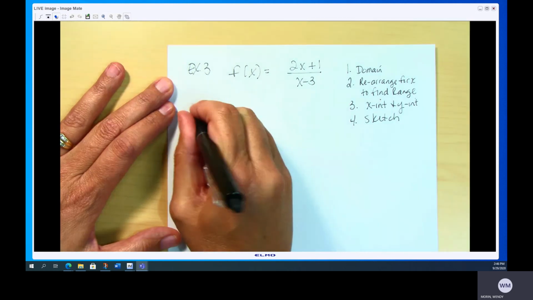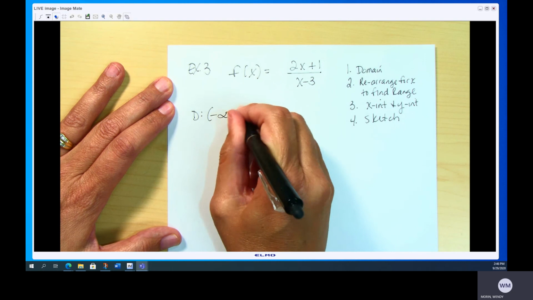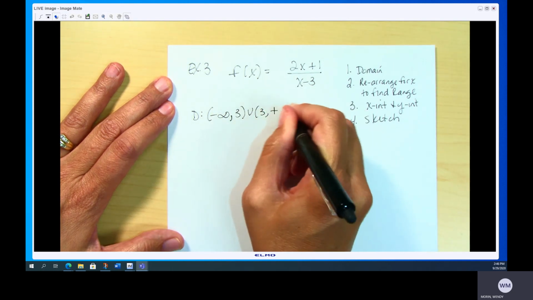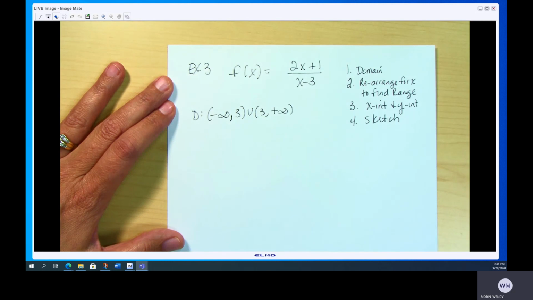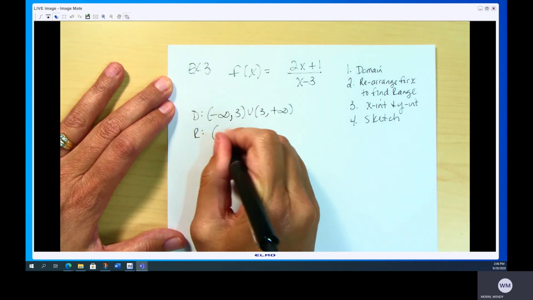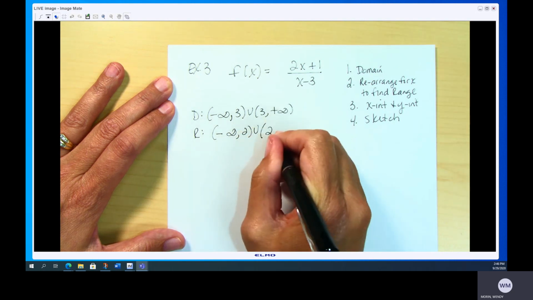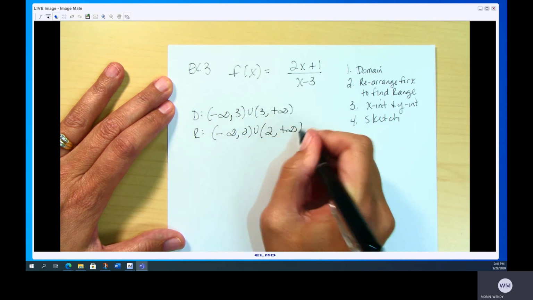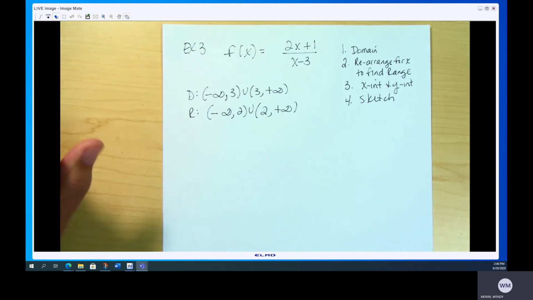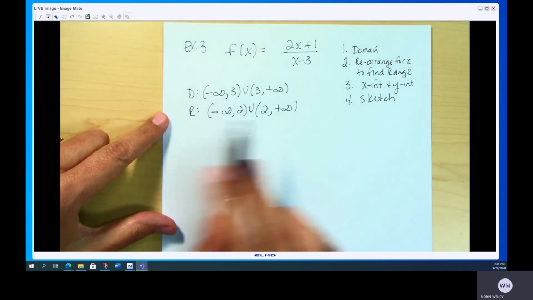Okay, check your answer. The domain should be negative infinity to 3, not including 3. So all reals except 3. Your range should be negative infinity to 2, not including 2. You need to practice rearranging for x. I'm not going to show you all of the work because you need to practice. Your denominator should come out to be y minus 2. So there is your range.